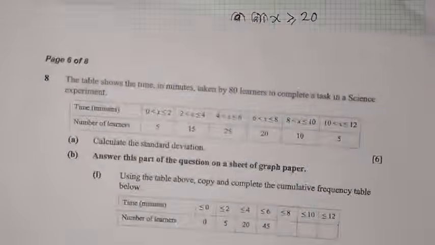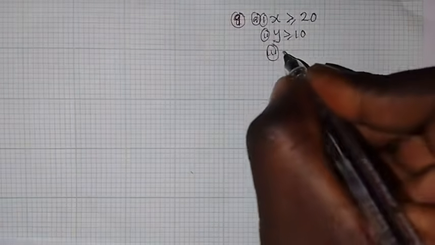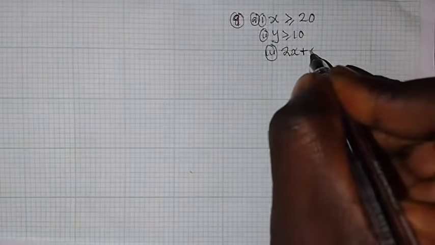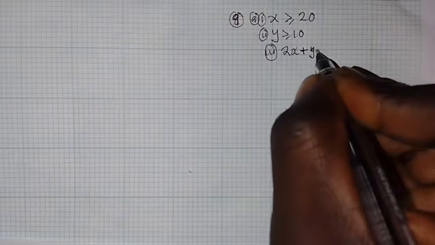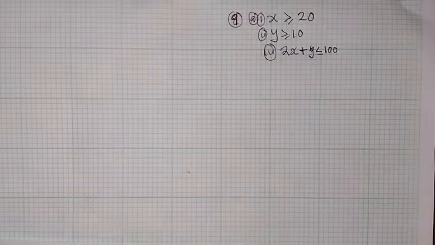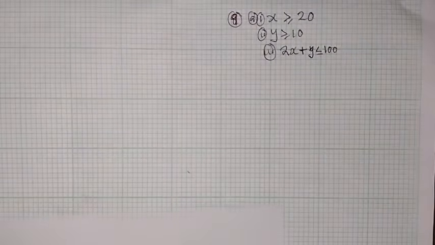So we are going to write it also on the graph. So we have 2x plus y less than or equal to 100. So we have answered our first question A. That is when you are going to get those marks.